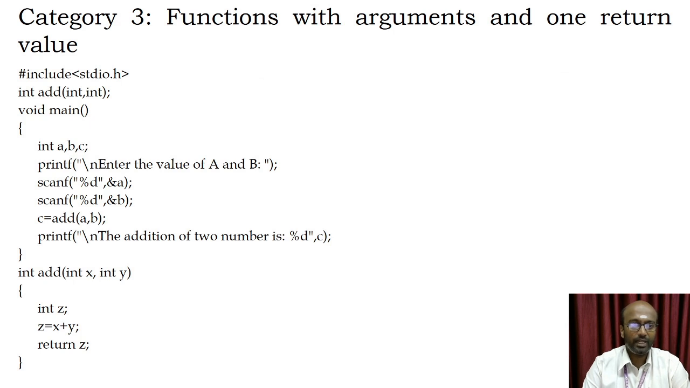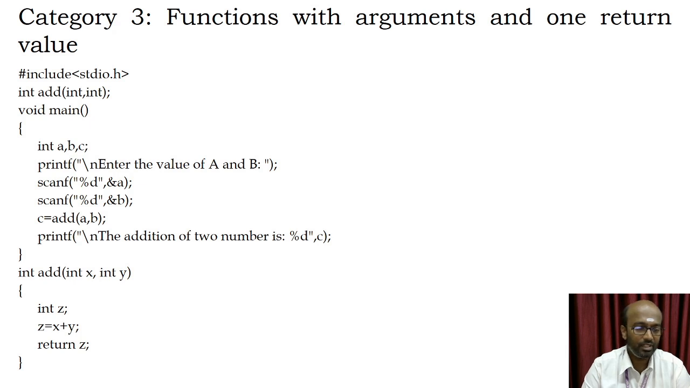Next, we have category 3, function with argument and one return value. In the function declaration, we have given the return type as int, and there are two arguments of integer data type. In main, we have declared three variables a, b and c, and we have received two inputs for a and b, and those inputs are passed as the arguments to the function, and the value returned by the function is stored in c, and the value is printed.